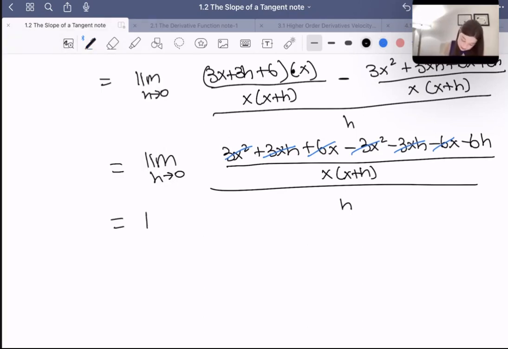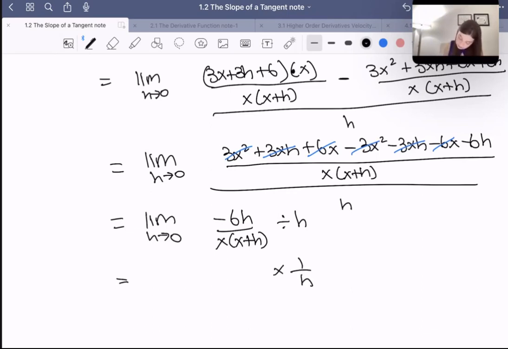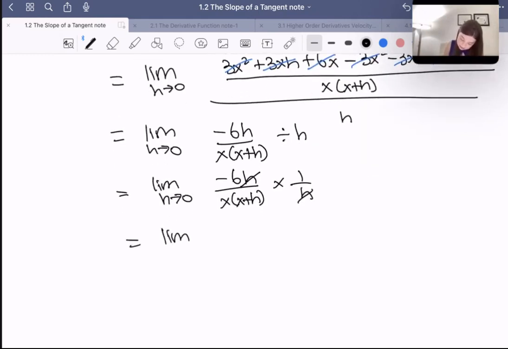So now we have limit as h approaches 0 of minus 6h over x plus h, and then divided by h. Instead of writing over h, this time I'm going to write divided by h. If we were dividing by h, that's the same as multiplying by 1 over h. So let's do that. And now we can cancel out these h's, and we end up with the limit as h approaches 0 of minus 6 over x times x plus h.